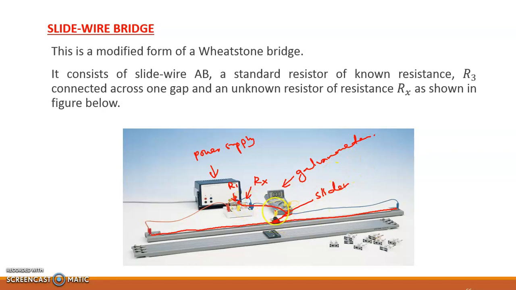So, we can say that the bridge is balanced. So, once the galvanometer shows 0 volt, stop at that point. Measure the value of L1 and also L2. Okay, so the total length of this slide wire bridge is 1 meter. Usually we will use 1 meter.